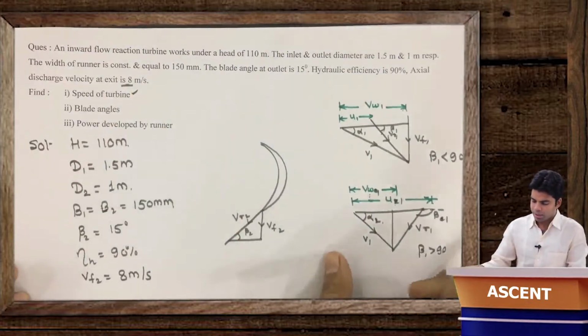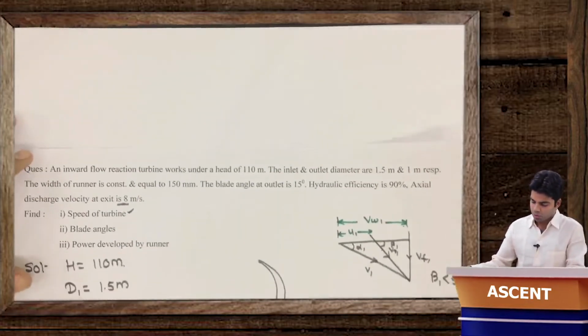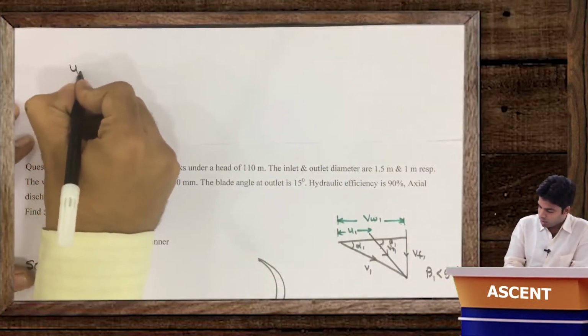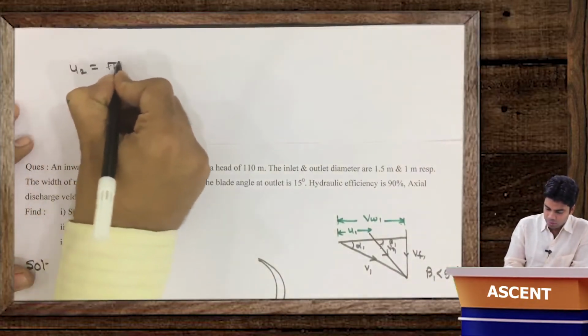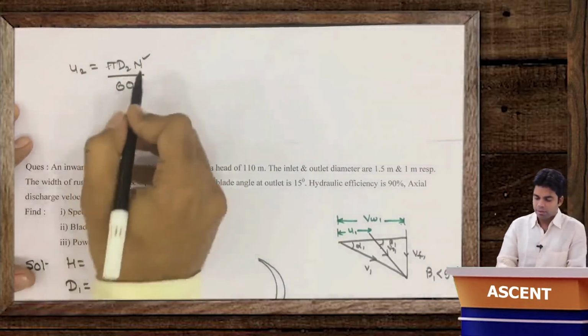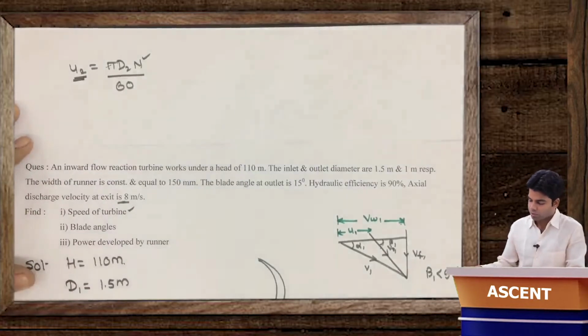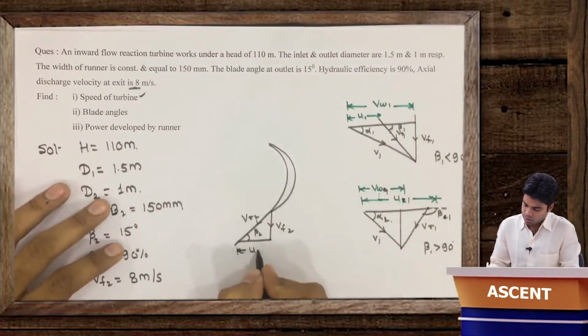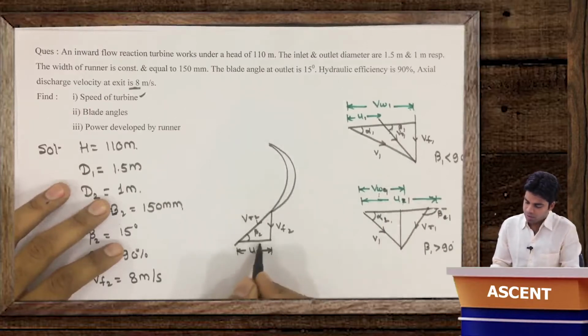Speed of turbine can be determined easily. How? Because we know the value of this U2. So this U2 is equal to what? Pi D2 N by 60. If we want to determine this N, we will have to determine first the value of this U2. Now how can we determine the value of this U2? This is U2, as we know.